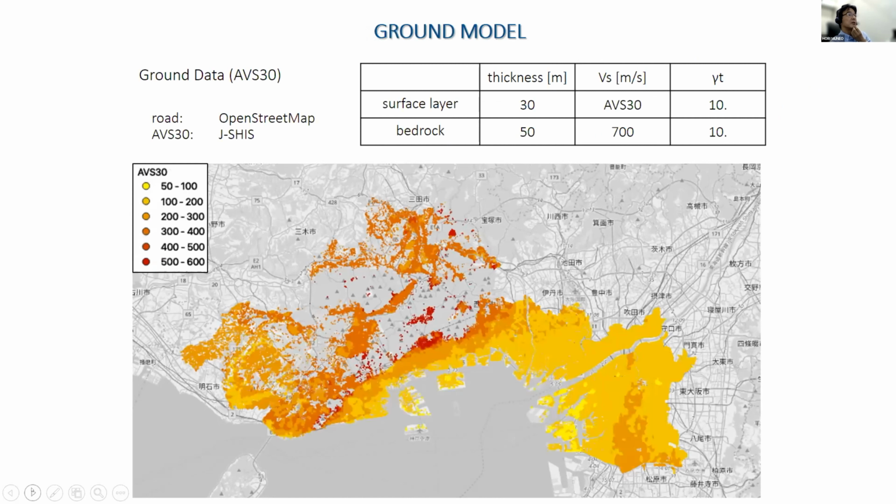We also made ground models. Unfortunately, the supercomputer cannot calculate all the regions. So except for the major part of the Osaka area, we do conventional analysis anyway to get the ground computations.